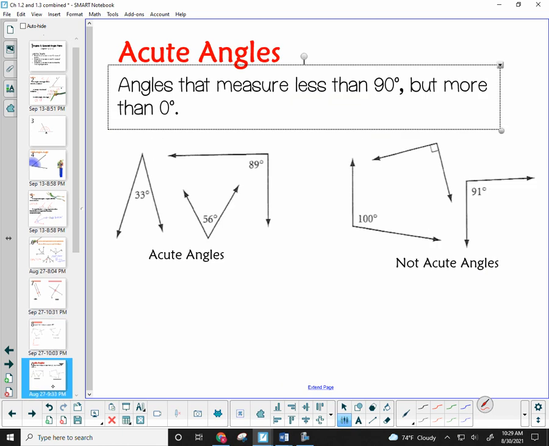Okay, an acute angle. An acute angle is an angle that measures between 0 and 90 degrees. It can't measure 0, and it cannot measure 90. So the angle is less than 90 but greater than 0.